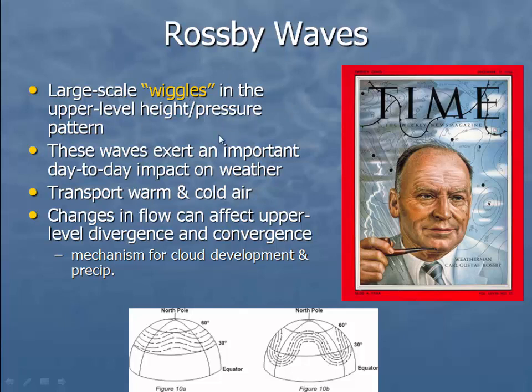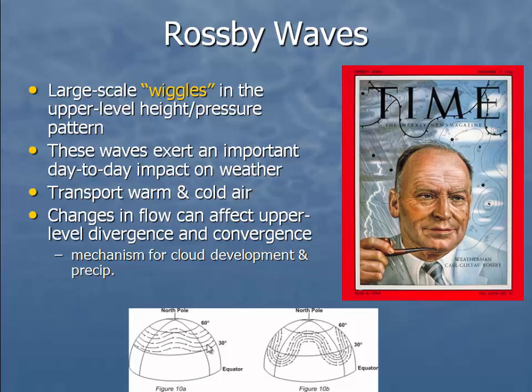These waves exert an important impact on our day-to-day weather conditions. So if you're experiencing zonal flow versus meridional flow, we said meridional was very stormy. Zonal flow was more progressive and faster moving. But depending on which side of the Rossby wave you're on, it really dictates what kind of sensible weather conditions you're going to see at the surface of the Earth.